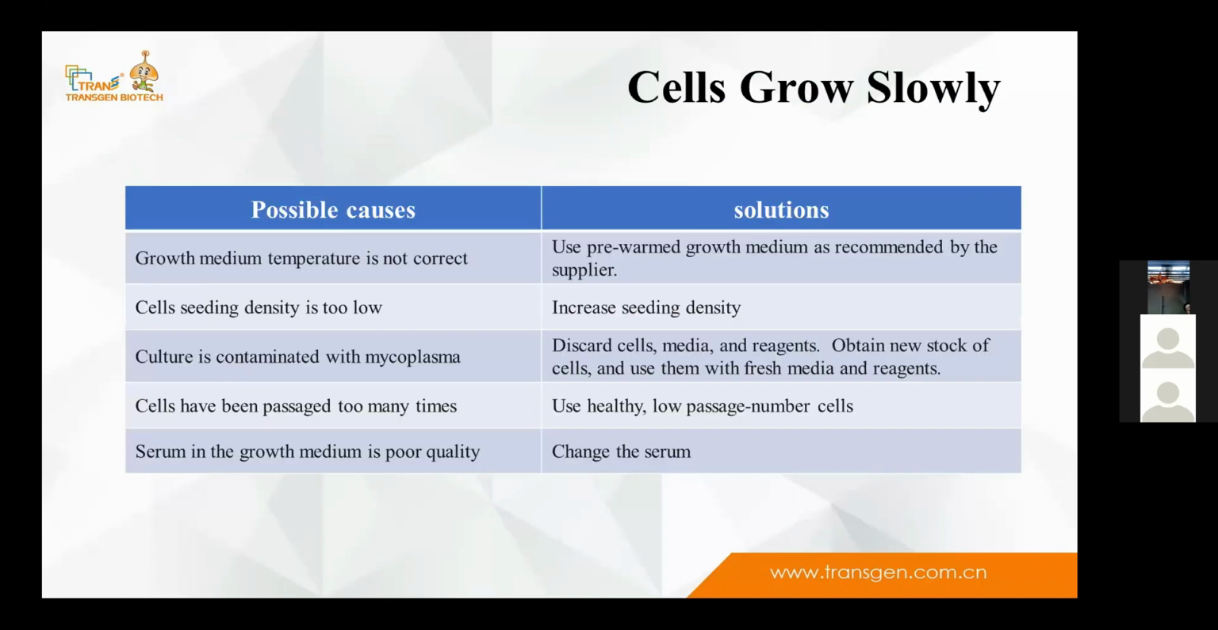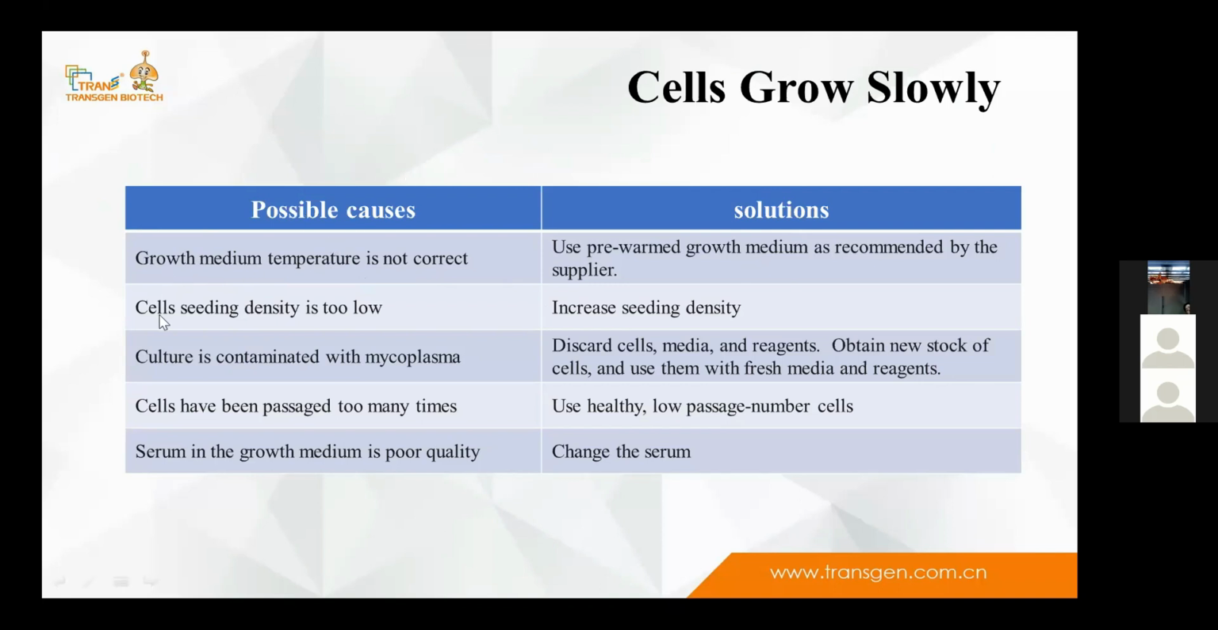Okay, in the last few slides, we will discuss some phenomena. First one is that cells grow very slowly. The possible cause is that the growth medium temperature is not correct. So you can use a pre-warmed growth medium, as recommended by the suppliers. Usually it's 35 centigrade or 37 centigrade.